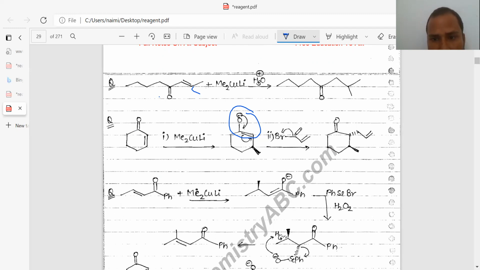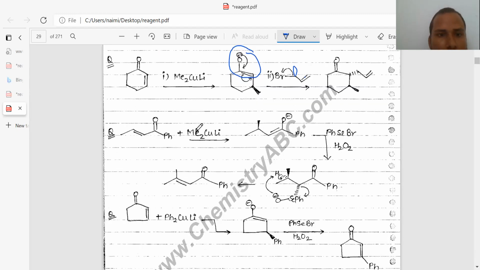Or you can say it will attack on this center, called this CBr. Okay, so this is the p orbital actually, and this bromine will be released out, and this moiety will be present on the dash side. Okay, so you can see here methyl. Further you can see this type of example. So methyl will attack from this position and it will be added on this side.